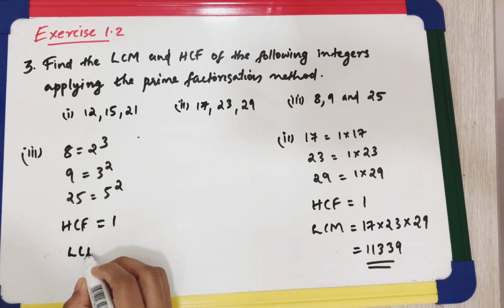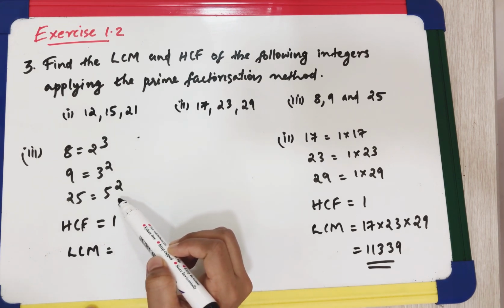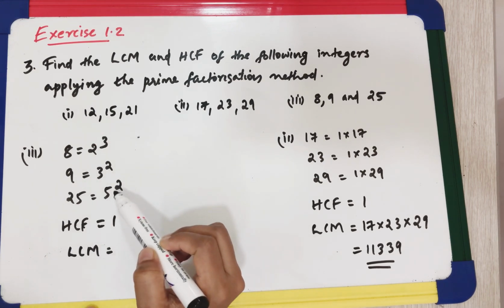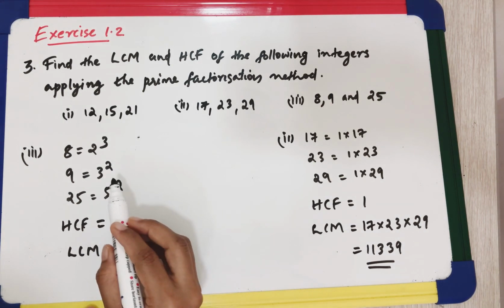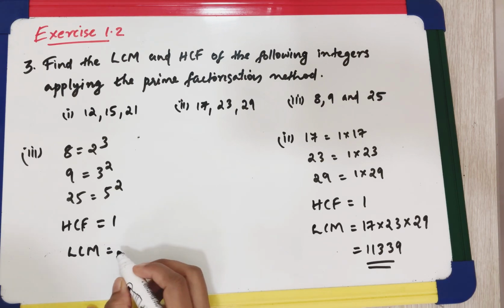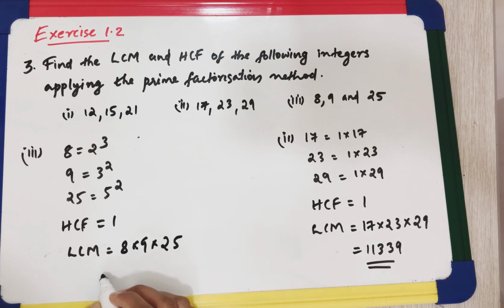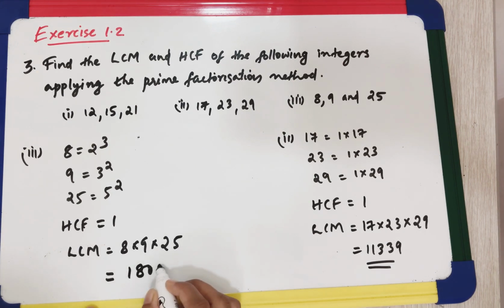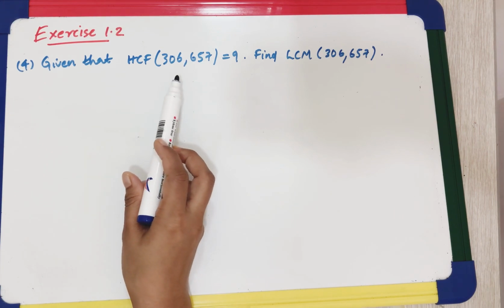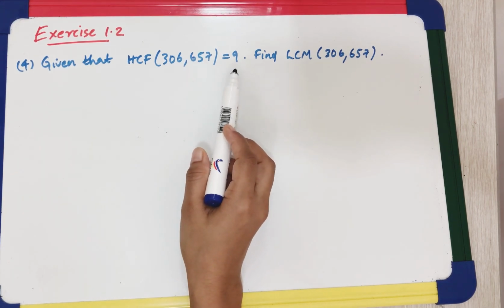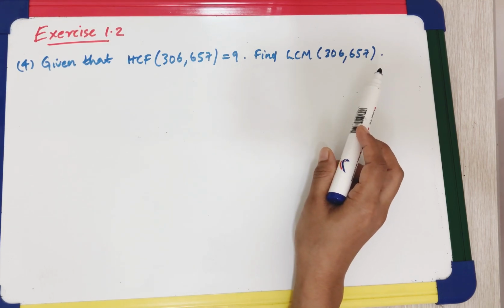Now the LCM is, here the prime factors are 2, 3 and 5. The greatest powers are 2 cube, 3 square and 5 square. Hence their product is the LCM. 2 cube into 3 square into 5 square, or 8 into 9 into 25, which is equal to 1800.